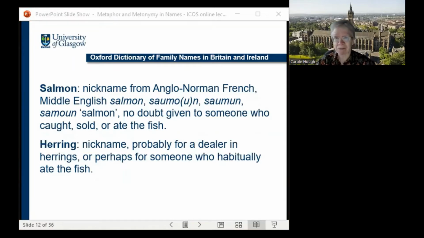Here's the explanation of salmon in the Dictionary of Family Names. No doubt, note the hedge here, indicating that there's no actual evidence. No doubt given to someone who caught, sold, or ate the fish. This is different from the other examples we've looked at, in that it is not metaphorical. No attribute of the salmon, physical or mental, real or perceived, is being mapped on to the surname bearer. But it isn't literal either. It's metonymic. The salmon and the person who catches, sells, or eats it are all within the same domain of the fishing industry.